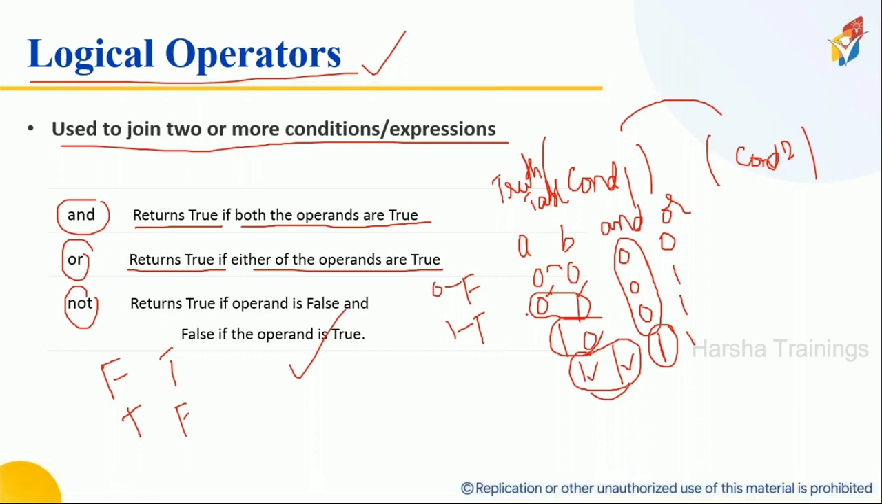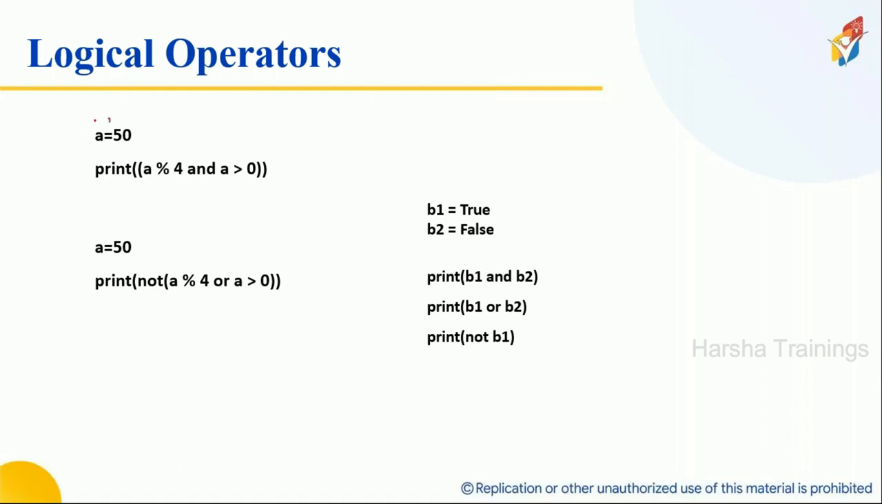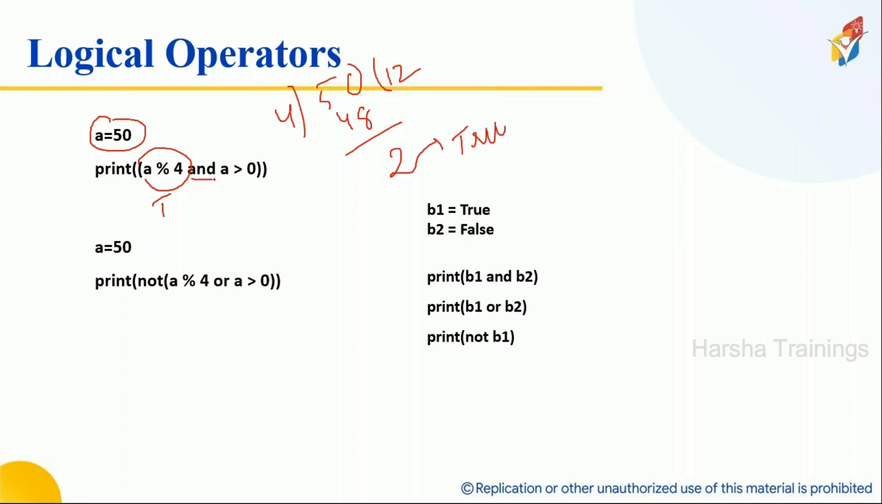Now let us do this application. A equal to 50. What expression have I given? A mod 4. Let us take 50 mod 4. Mod means remainder. 12 fours are 48, so the remainder is 2, which means true. Now my left hand expression is true and the right hand expression, 50 greater than 0, is also true. If both left hand side and right hand side are true, the output is true.